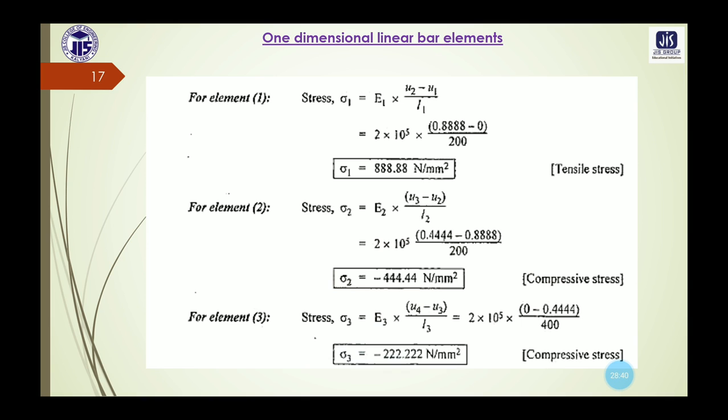In a similar manner, we can calculate the stress for element 3, which we get as minus 222.22 Newton per millimeter square, which is also a compressive stress. So these are the steps to calculate the stresses for the three different elements.